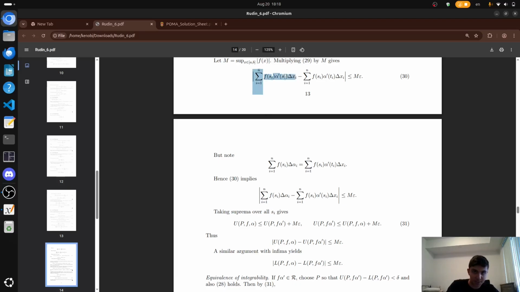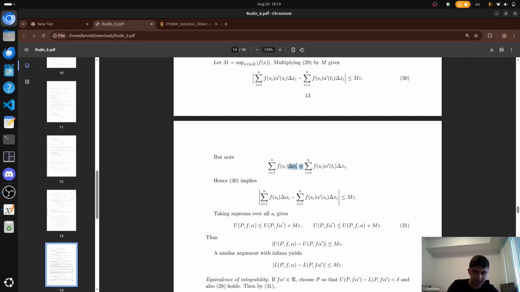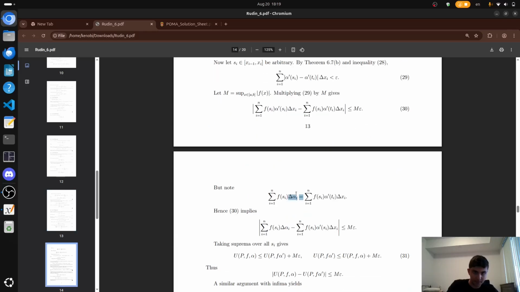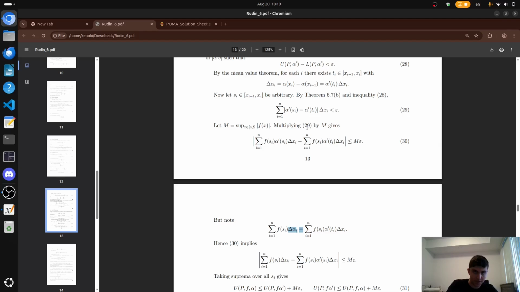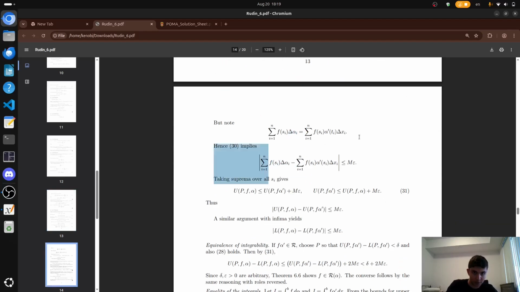Yeah, we're just replacing this thing over here with this thing over here, because that's the definition of delta alpha i. Okay. So we're going to get this inequality over here. And U(f, alpha) is going to be less than or equal to U(f, alpha prime) plus M epsilon. And U(f, alpha prime) is going to be less than or equal to U(f, alpha) plus M epsilon.